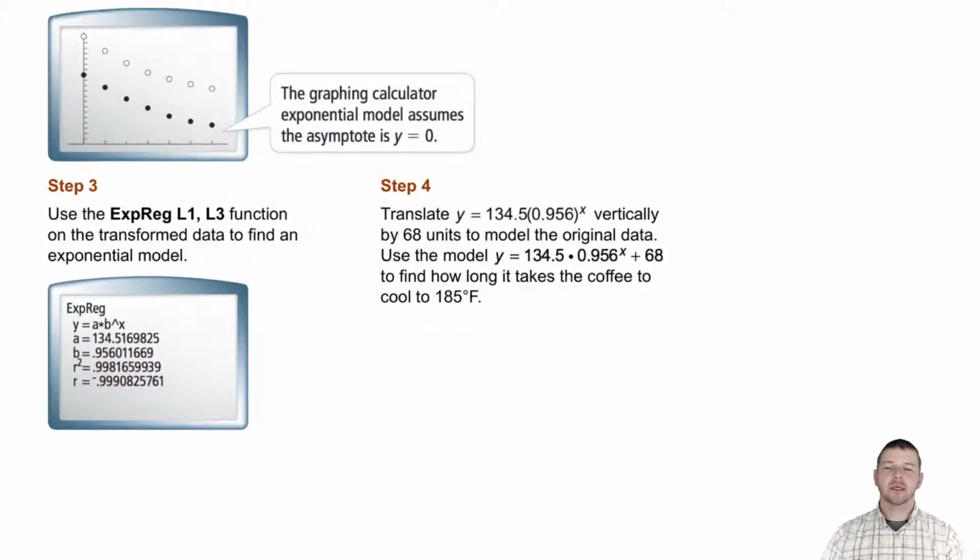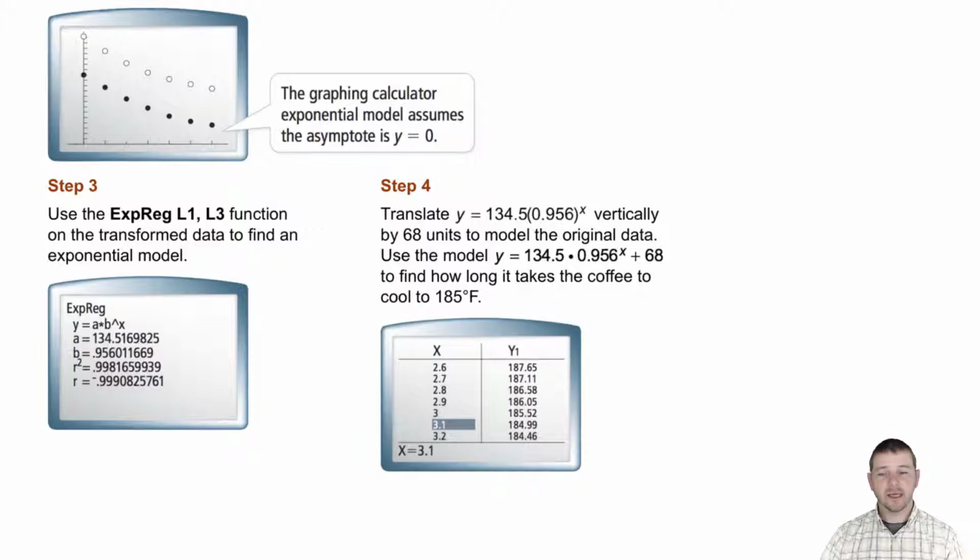Step 4. Taking the model, the equation given in step 3, we'll translate y equals 134.5 times 0.956 raised to the x power vertically by 68 units to model the original data. Use the model y equals 134.5 times 0.956 raised to the x power plus 68 to find how long it takes the coffee to cool to 185 degrees Fahrenheit.